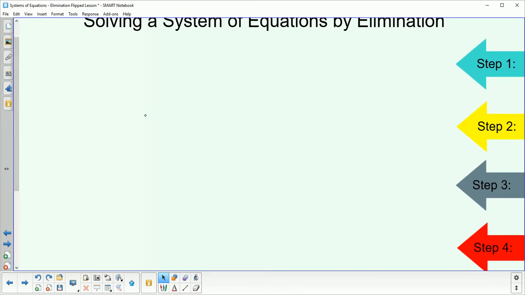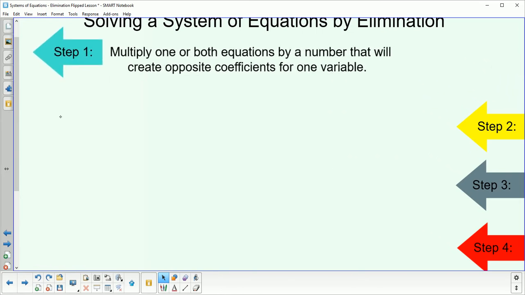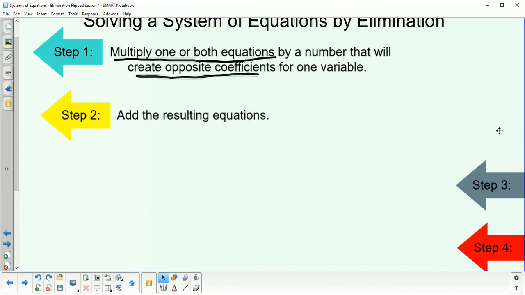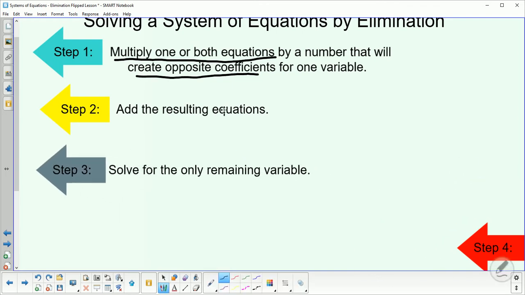So, solving a system of equations by elimination, your first step is that we need to create opposite coefficients. We're going to do that by multiplying one or both equations by a number that will create those opposite coefficients. We'll talk about what that means in a minute. After we create those opposite coefficients, we're going to add the resulting equations together, and that should create only one remaining variable. So after we add the resulting equations, you should have one equation with one variable.